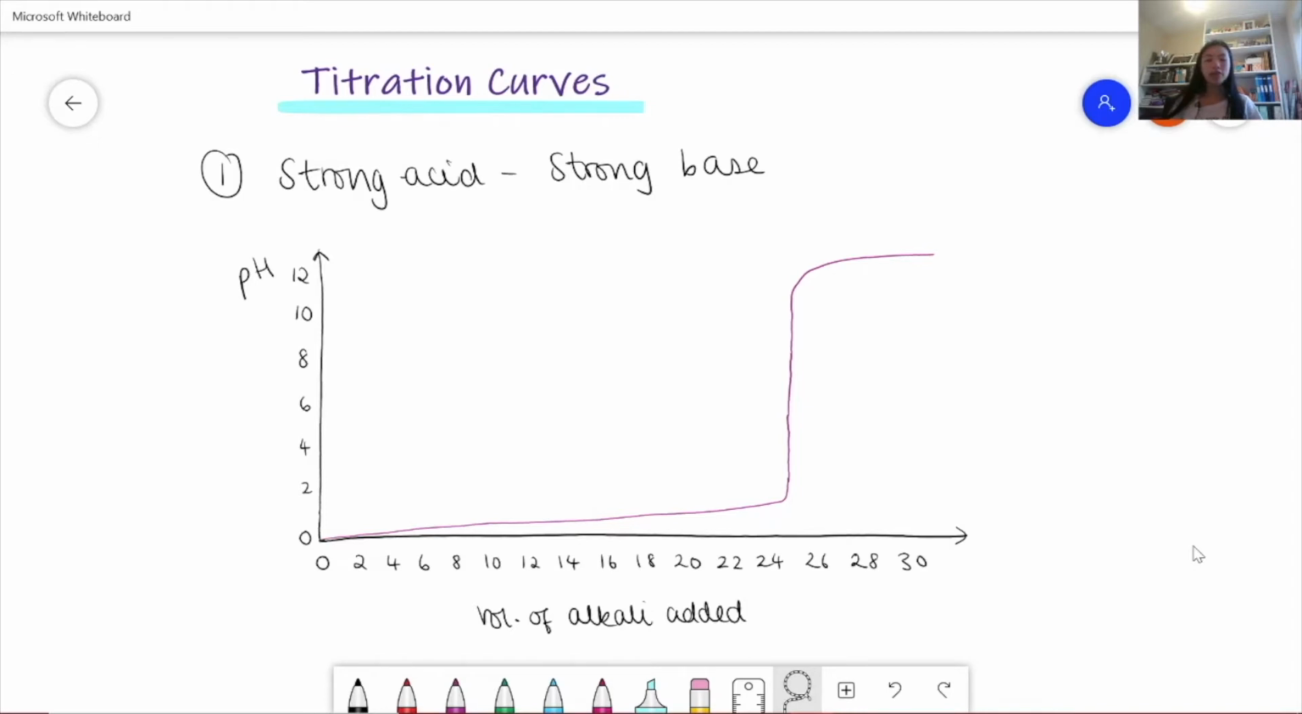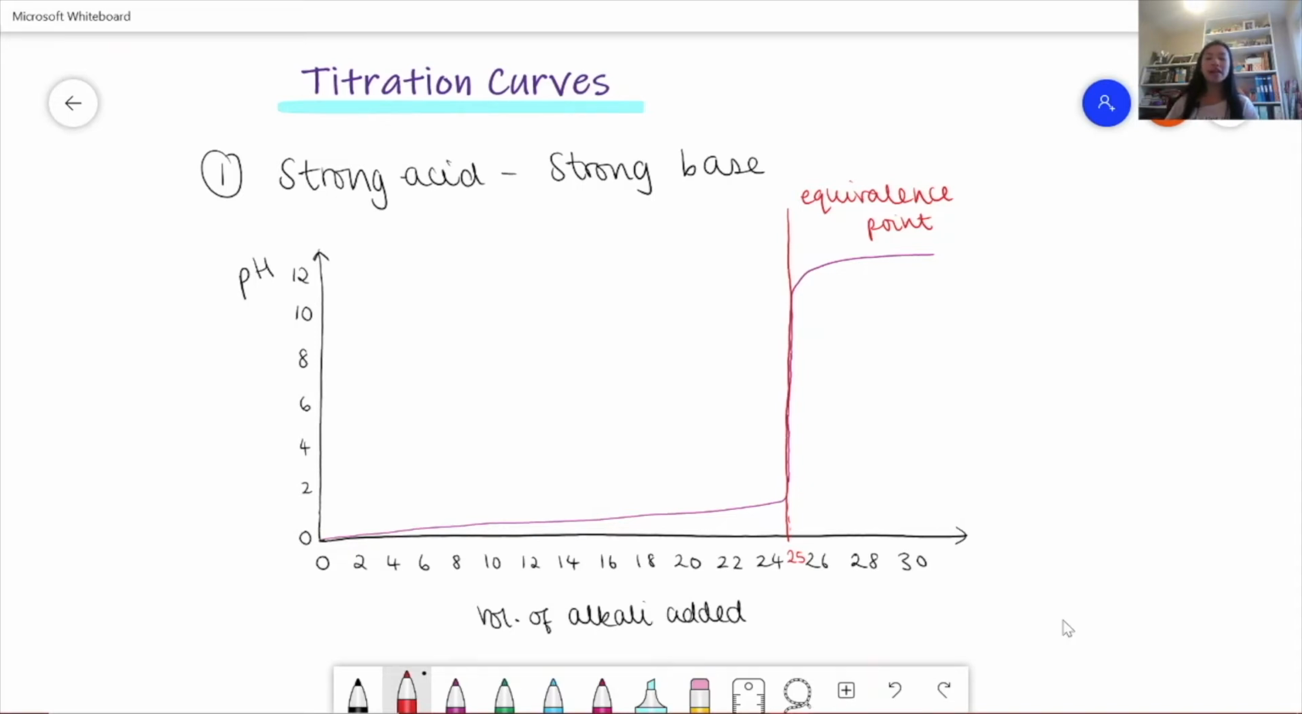At around 25 centimeters cubed of sodium hydroxide added, the pH dramatically increases. And we call this point the equivalence point. So if we drew a line straight down, then this would be called the equivalence point. And that is the point where we've added enough alkali to neutralise the strong acid.